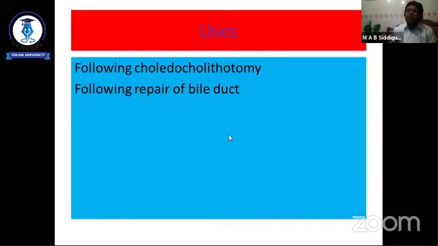Why is this used? Because if you do not use the T tube, there is a chance of stricture and reduction of the diameter of the CBD, and the patient postoperatively develops morbid conditions of cholangitis, recurrent cholangitis. So every step should be taken to prevent constriction of the CBD. For this purpose, we use a T tube to repair the bile duct.